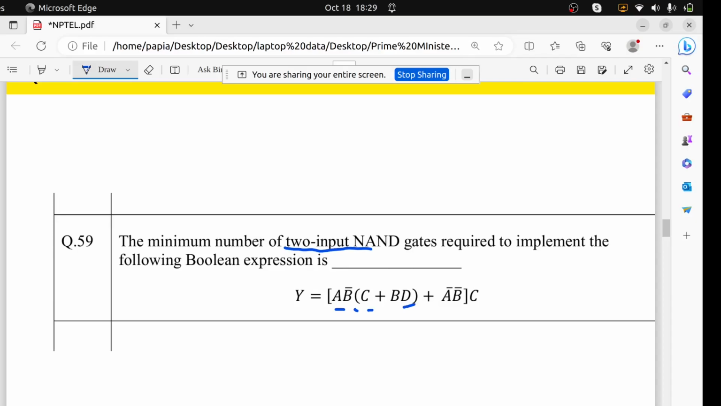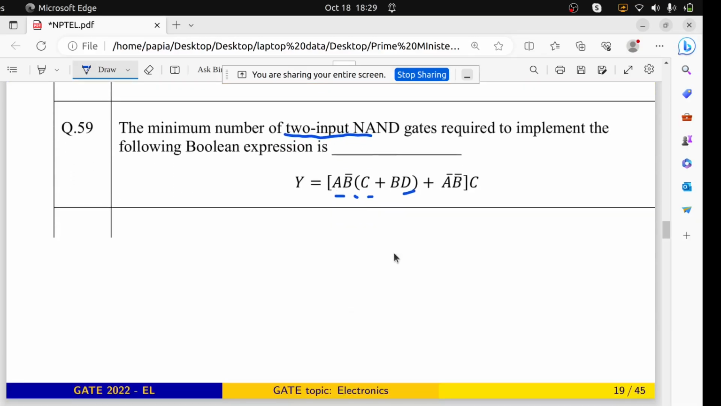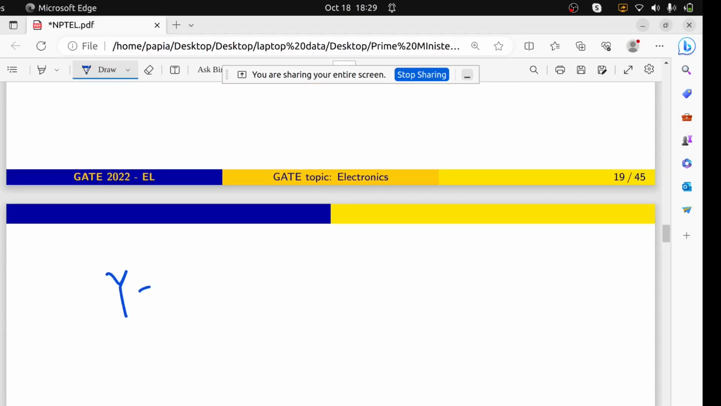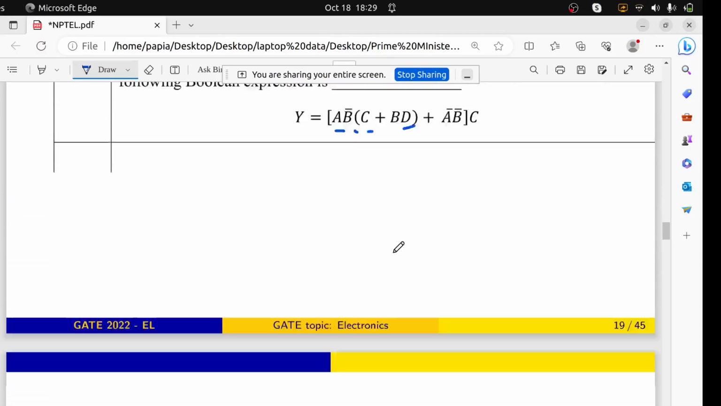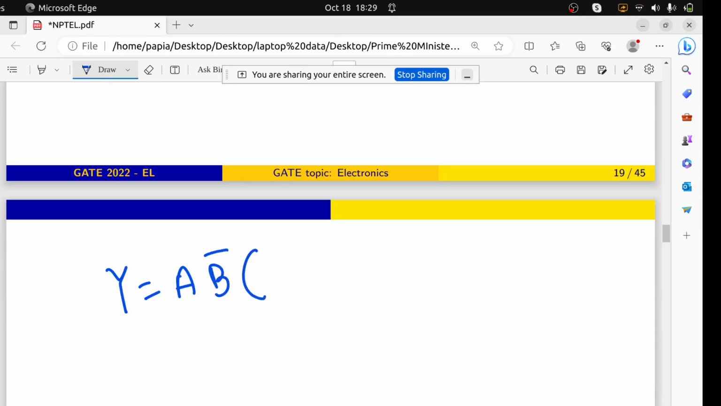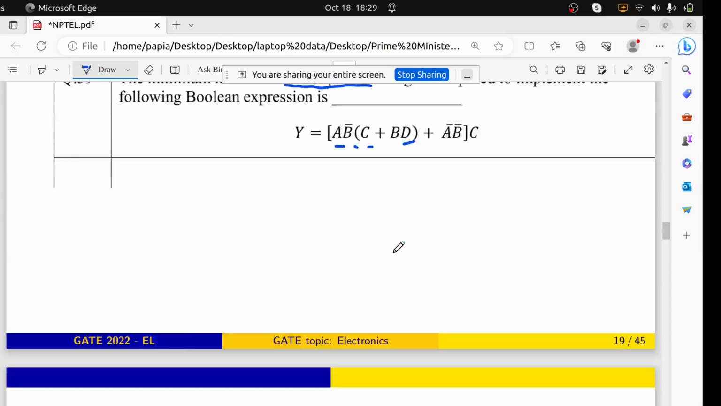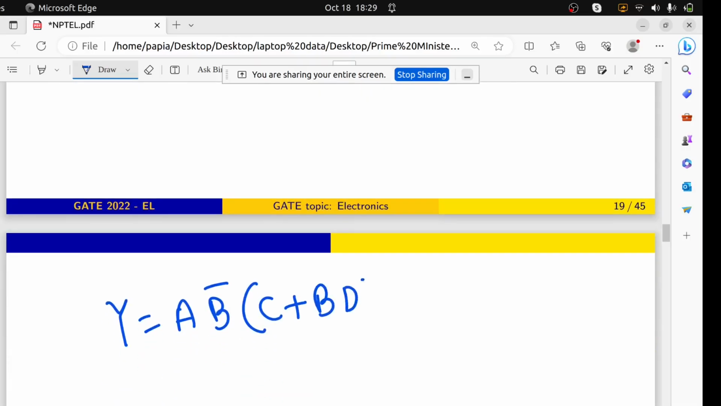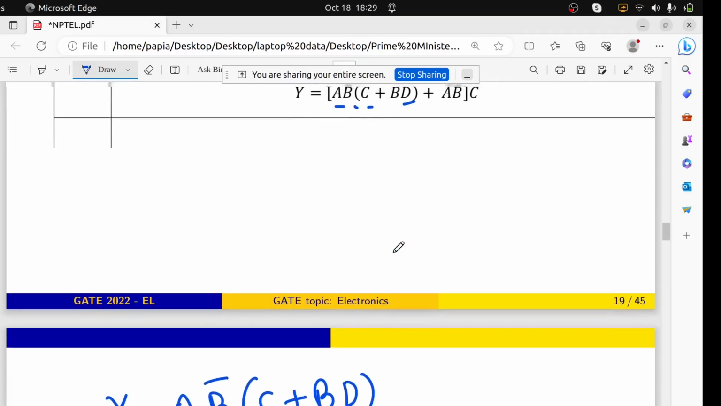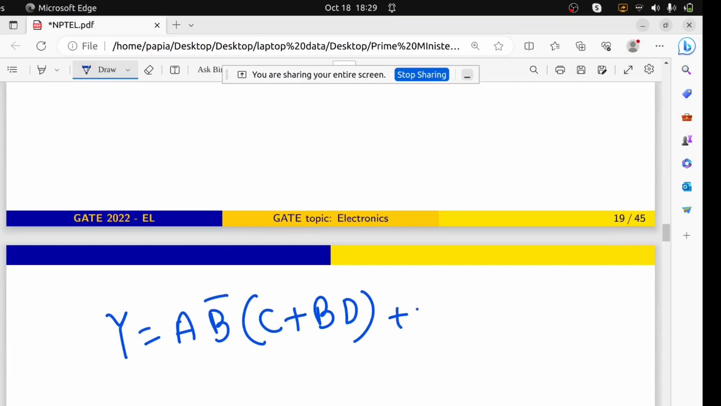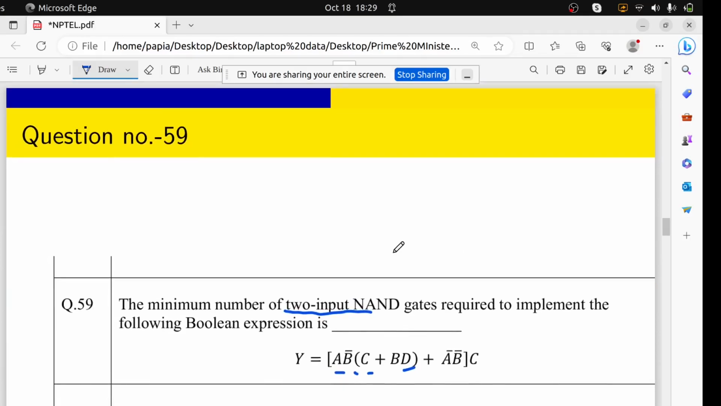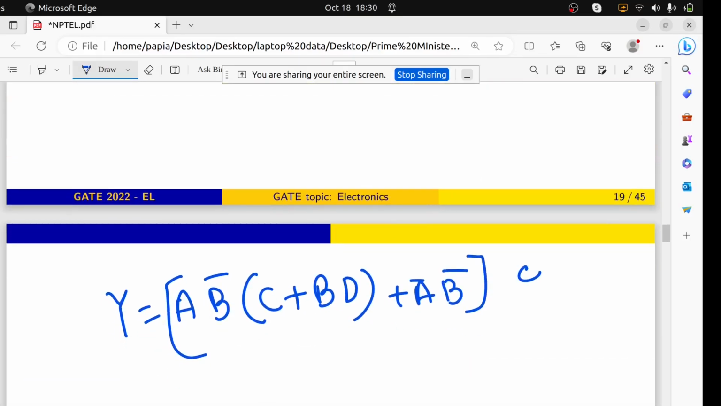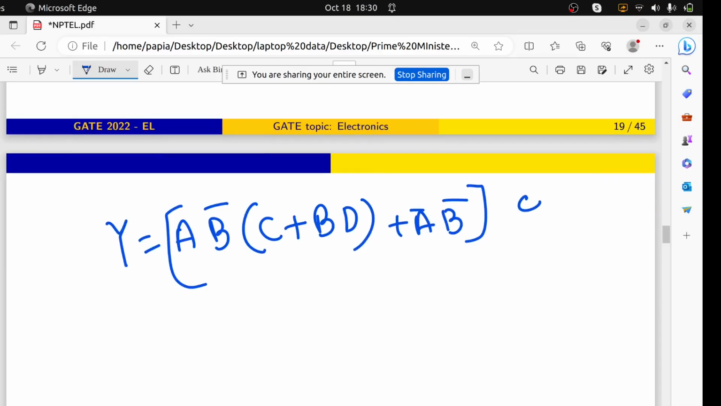So I will just make this one a little bit simple. Okay. So how to do that? I am just going to write A B bar C plus B D, then plus A bar B bar, then as a whole into C. Okay, so this is the Boolean expression, and I am going to simplify that one a little bit. Okay, so how to simplify that?